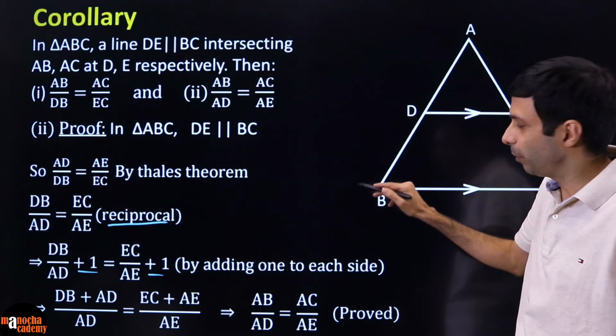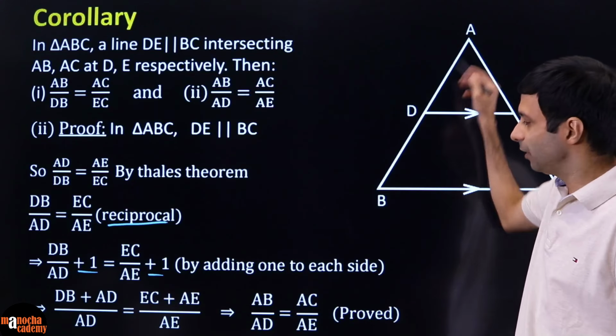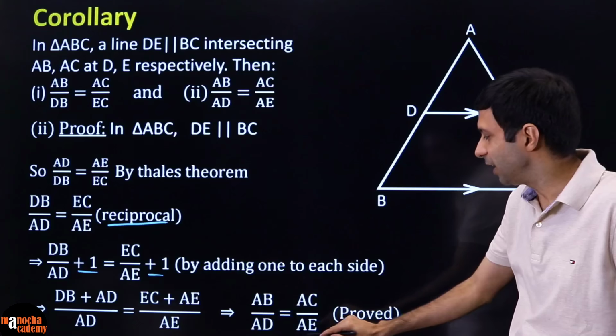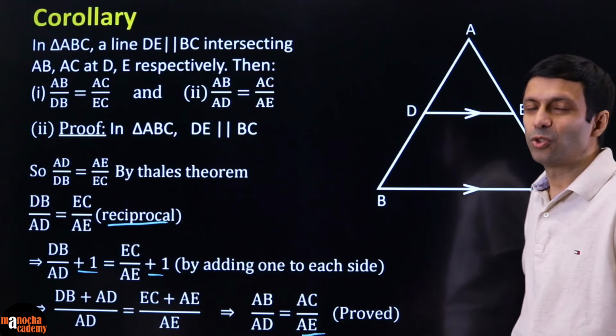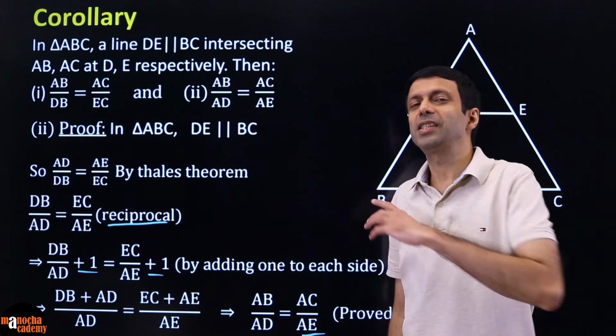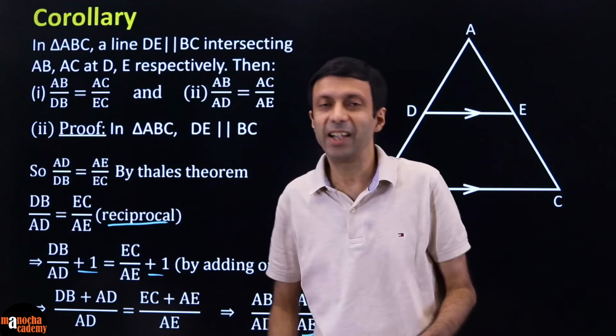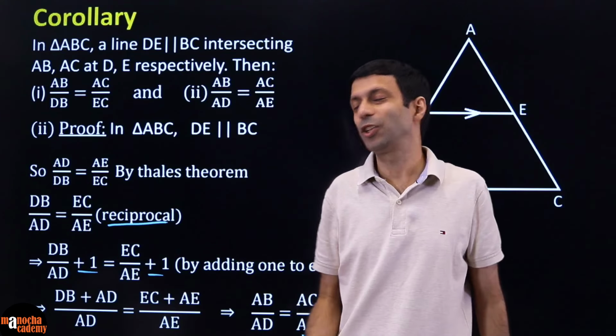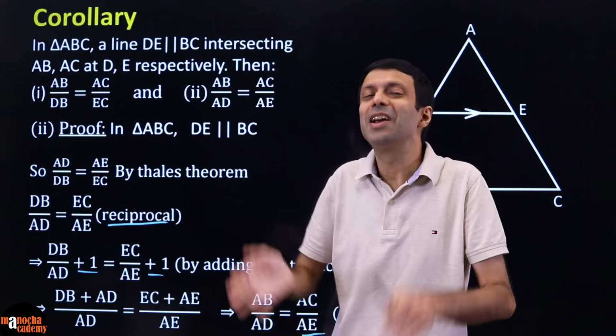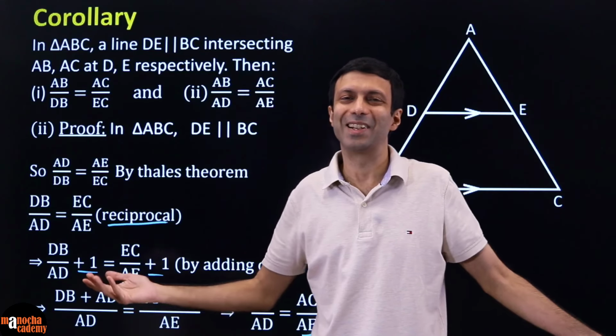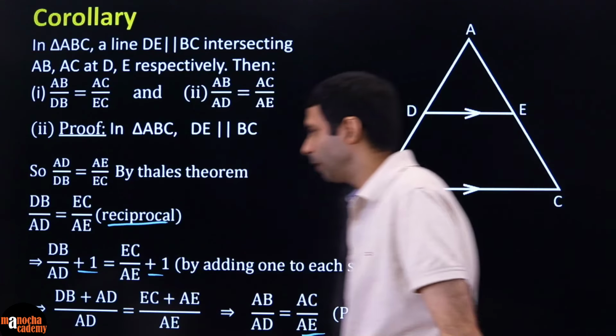This entire length AB divided by AD, the top part, is going to be AC divided by AE. So very simple to prove it. You just add 1 on the left hand side and right hand side. In one case you start with the Thales theorem. In another one you start with the reciprocal of the Thales theorem. Done. How are we getting AB by AD?